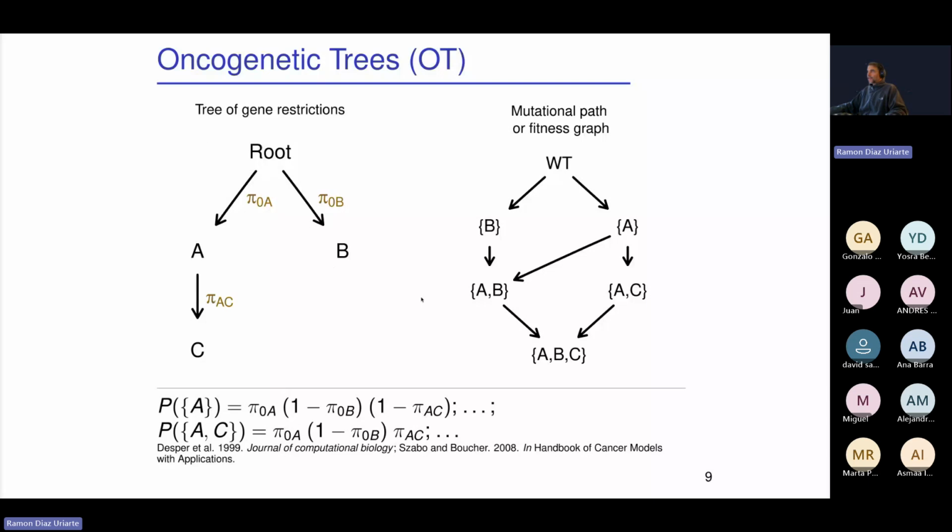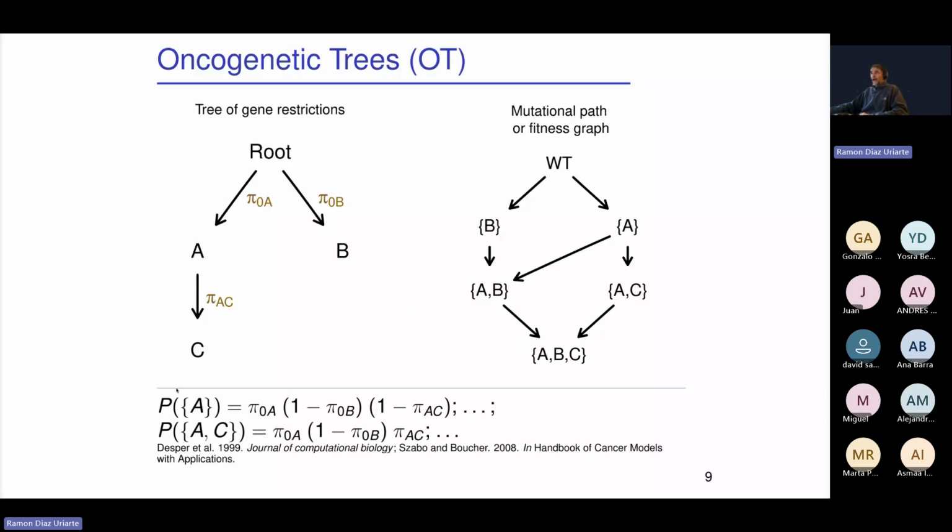From this set of restrictions, we can derive the set of possible genotypes we can observe: either A or B, or both A and B, or both A and C, or the three of them together. And when we fit this model, we estimate these conditional probabilities, and from that, we can recover what the expected frequencies of the different genotypes are.